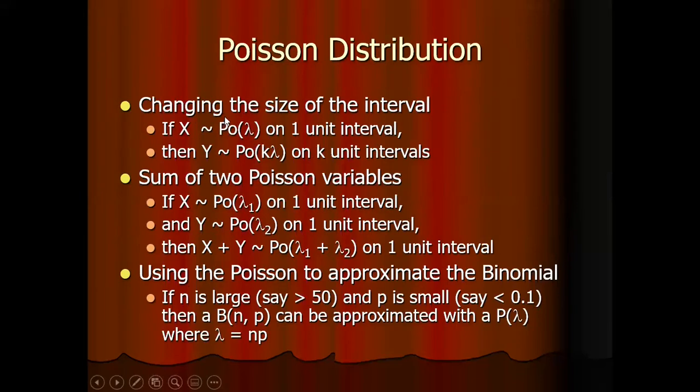So if we change the size of interval, then the Poisson distribution of k multiplied by lambda is also Poisson distribution. And sum of two Poisson variables is also a Poisson distribution with parameter lambda 1 plus lambda 2. And if n is large and p is small, then binomial distribution with parameter np can be approximated with Poisson distribution with parameter lambda, which is given by np. This we have seen before.